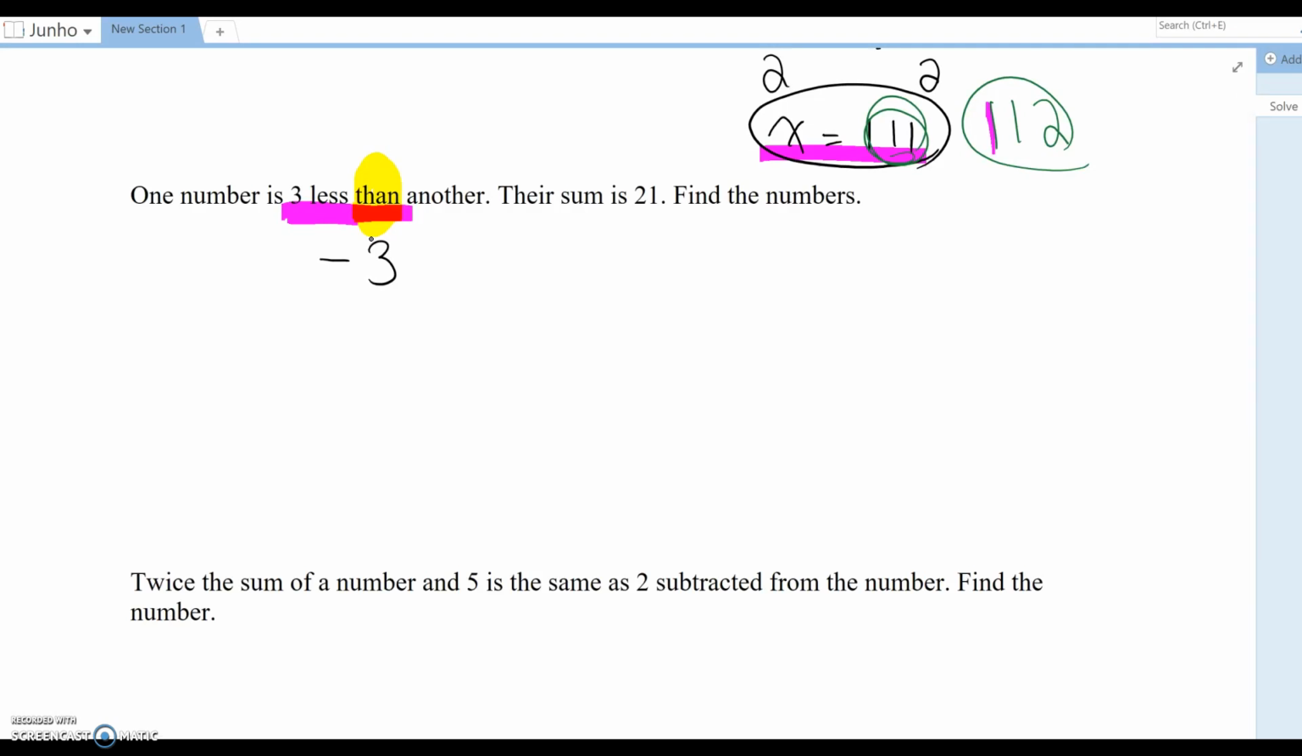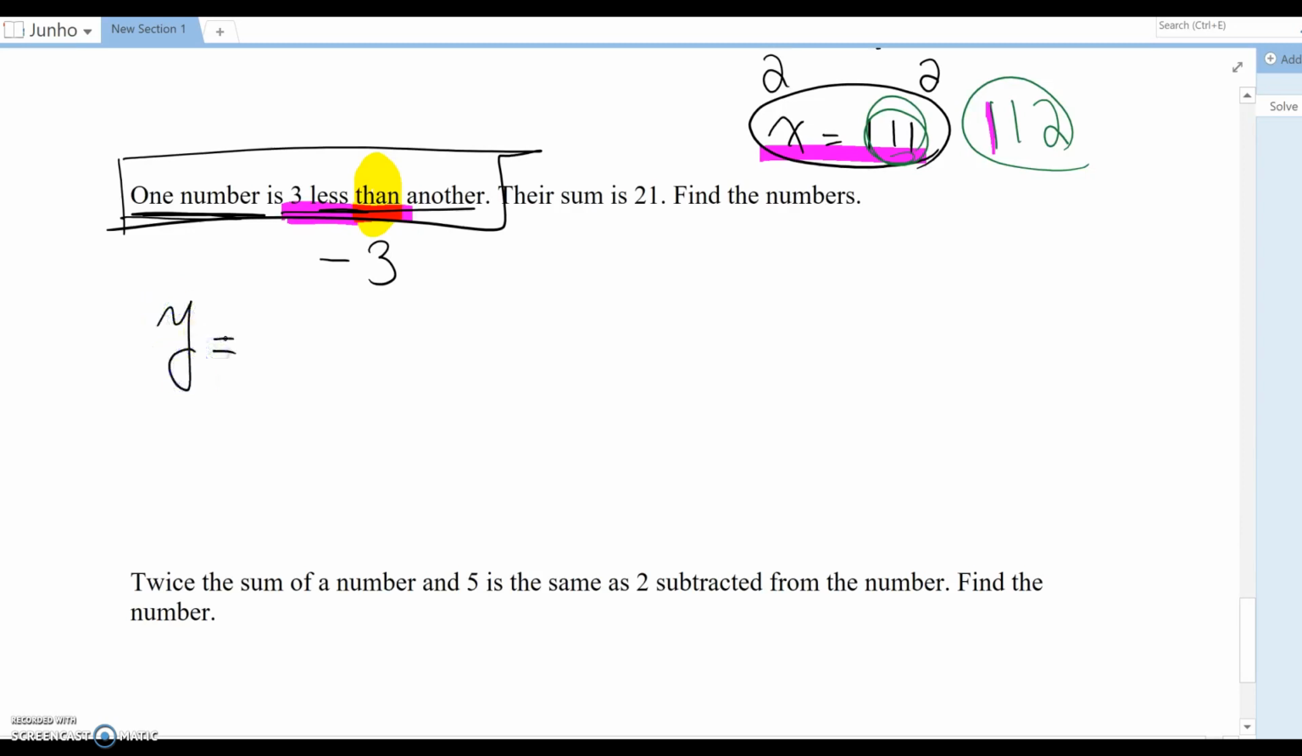Okay. So I'm going to set up this first. One number is 3 less than another. So now we see we have two different numbers. So I'm going to set up one number, which is y, equal to 3 less than another, so x minus 3. You may think why not x equals y minus 3. That's totally fine. I just feel like I'm going to set up y equals x minus 3. That's it. Now, second part, their sum is 21.